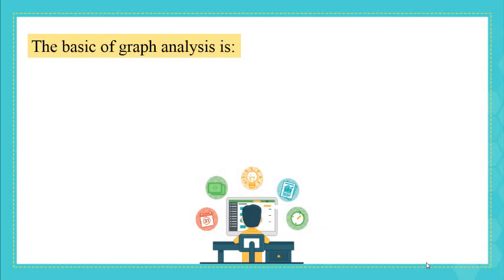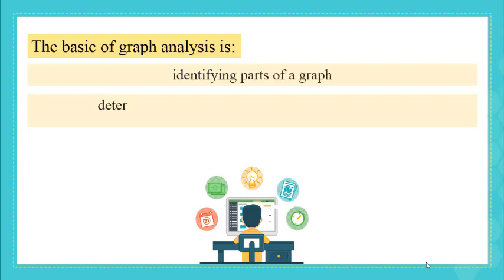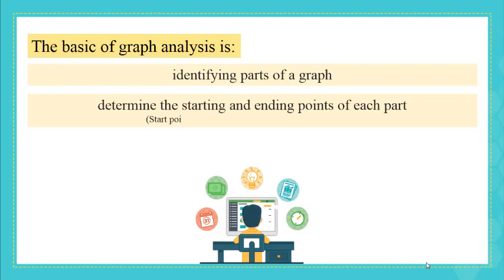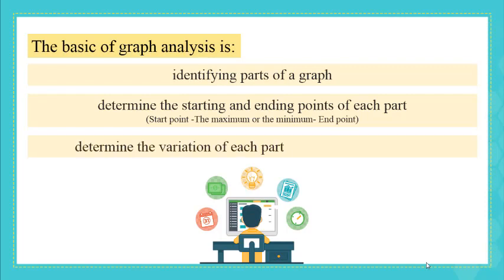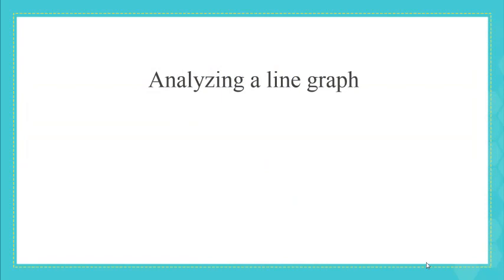We learned in the previous video that the basis of graph analysis is identifying the parts of a graph. Determine the starting and the ending points of each part: start point, the maximum or the minimum, the end point, knowing that the maximum is the highest point and the minimum is the lowest point. Determine the variation of each part: increase, decrease, or remain constant. Are you ready? Let us start.